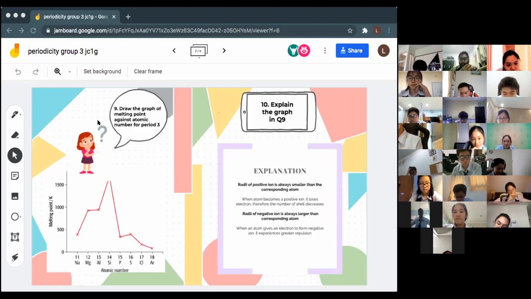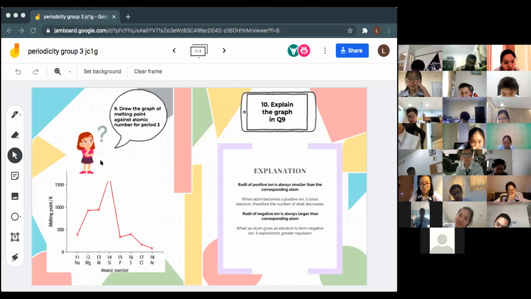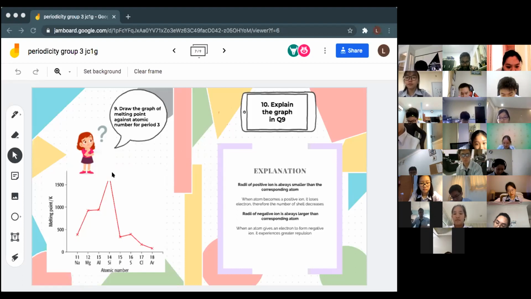Each silicon atom is held to other silicon atoms by strong covalent bonds. All the elements after silicon, which are phosphorus, sulfur, chlorine, and argon, are all nonmetals, and they exist as relatively small molecules. Even though strong covalent bonds are holding the atoms together, the van der Waals forces between the molecules are weak, and thus not much energy is required to break these weak intermolecular forces to melt the elements, causing them to have a relatively lower melting point.